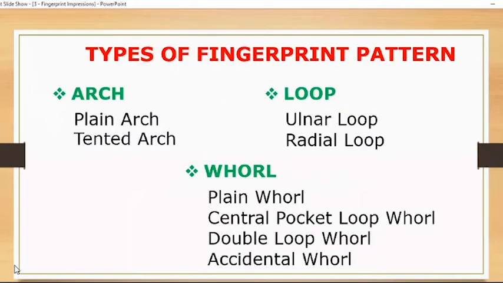As to the types of fingerprint pattern, because the three main groups are subdivided accordingly, kaya siya naging 8 types of fingerprint pattern: the plain arcs, the tented arcs, the ulnar loop, the radial loop, the plain whorl, central pocket loop whorl, double loop whorl, and accidental whorl. So ang tawag na dito sa walong ito is type of fingerprint pattern.